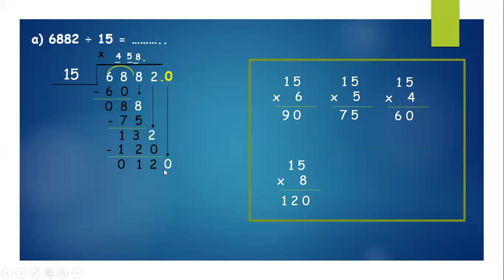Now we have 120. Do we know the answer? Yes, the answer is 8. So we write 8 in the quotient and 8 times 15 is 120. 120 minus 120 is 0. So now we finish the division. The division is done because the remainder is 0 and the answer is 458 and 8 tenths. So we get an answer which is a decimal number.